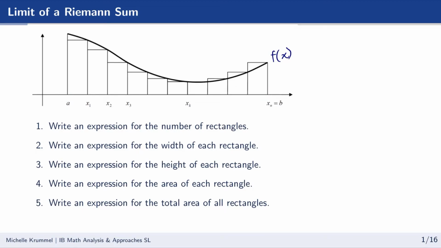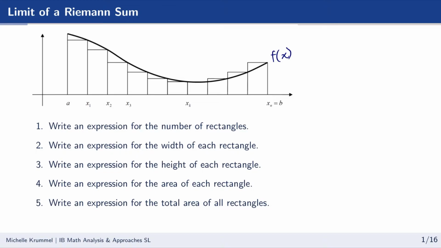The interval is broken up into subintervals. So we start at A, and then the end of our first subinterval is x sub 1. The end of our second subinterval is x sub 2, and so on until we get to the end, where we're at B, which is also going to be x sub n.